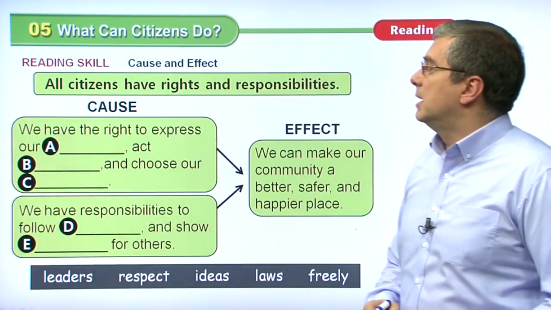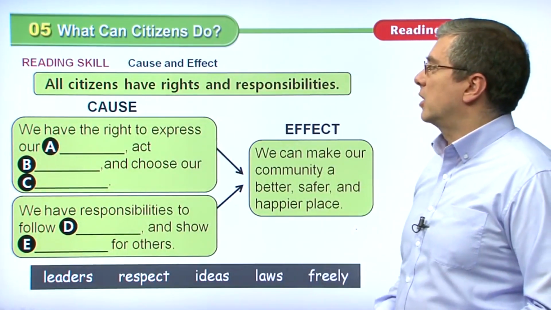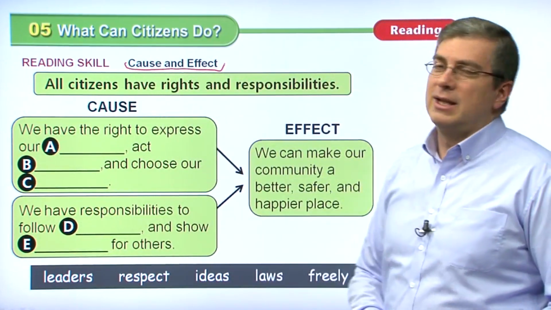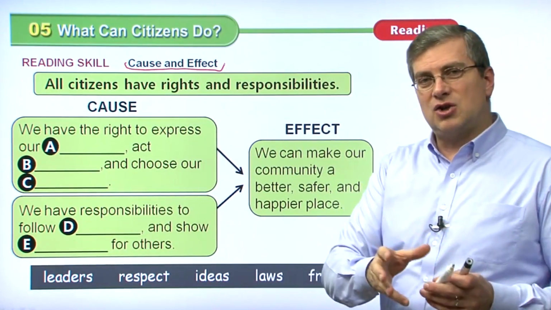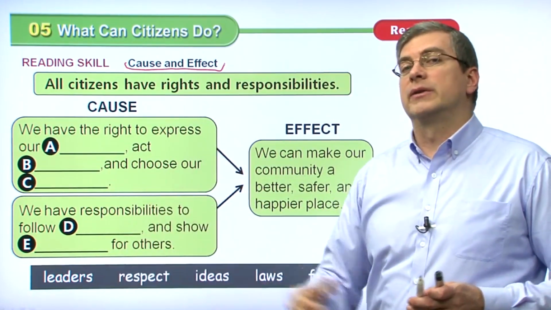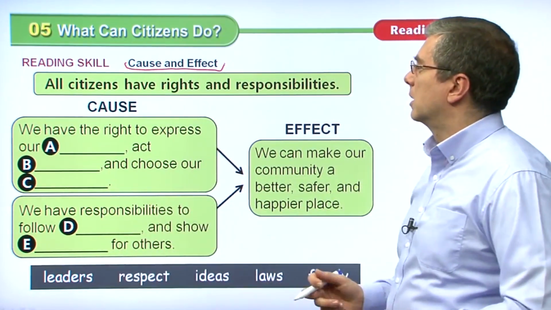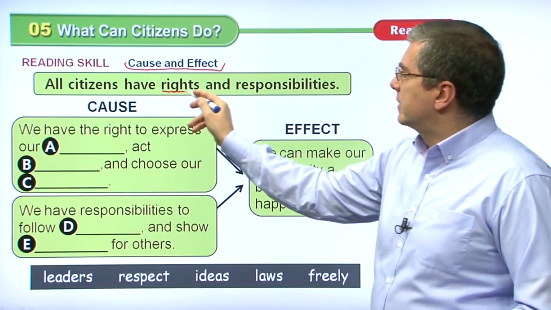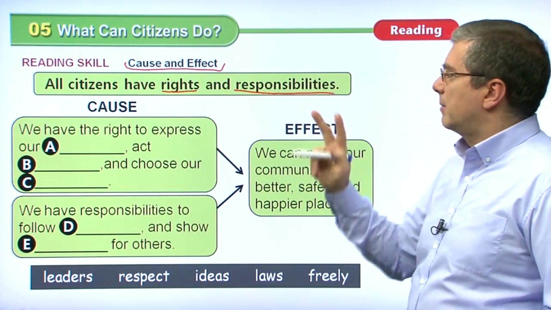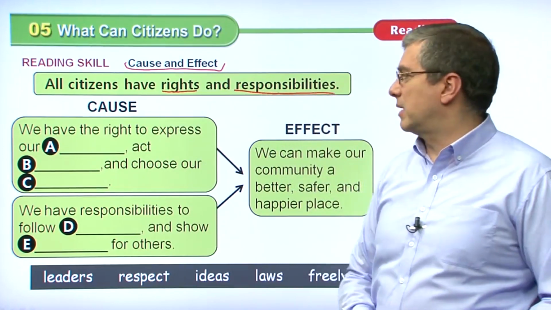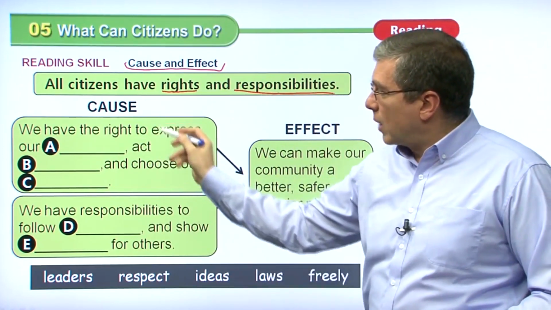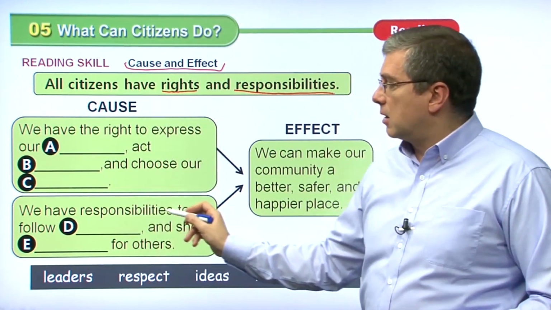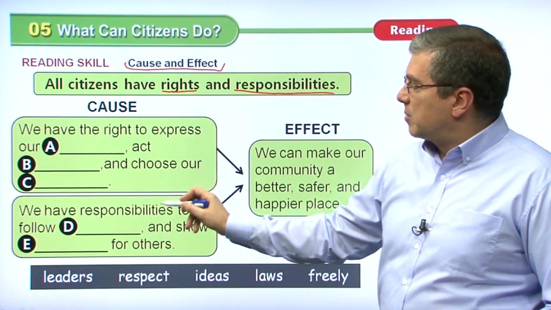Okay, let's move on to our reading skill chart. We're talking about cause and effect here. Cause and effect is like a situation or condition, and what is the result of that situation or condition. Here we have all citizens have rights and responsibilities. We're talking about two things, rights and responsibilities. Here in our chart we can see rights are talked about under cause. We have responsibilities here. Now we have rights and responsibilities.